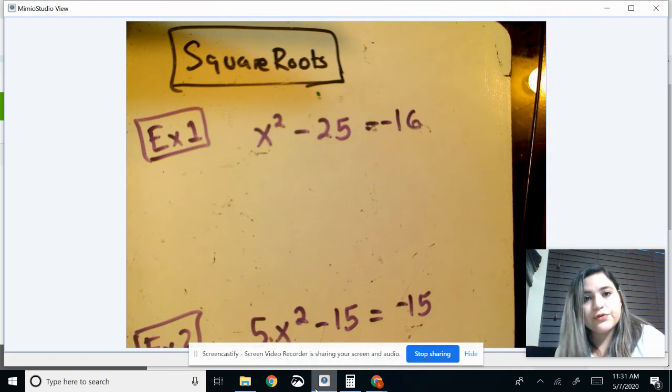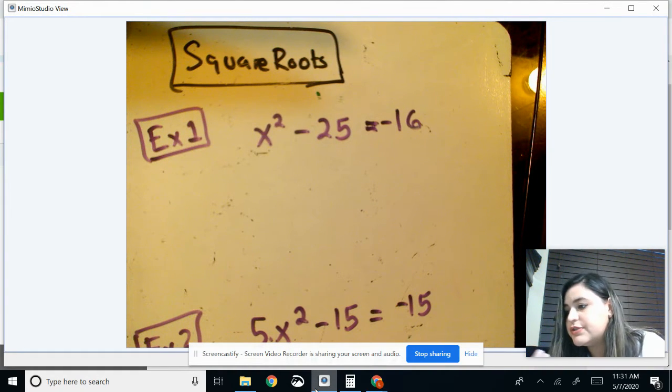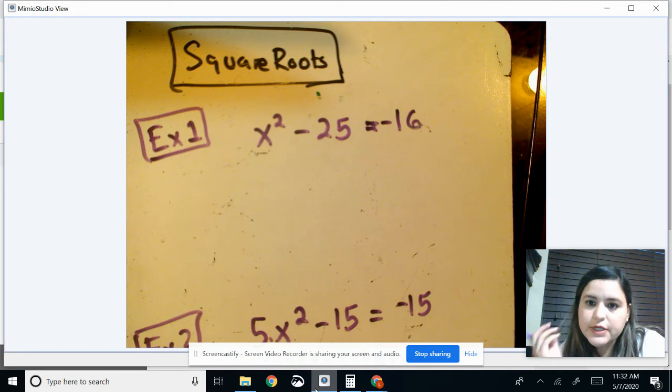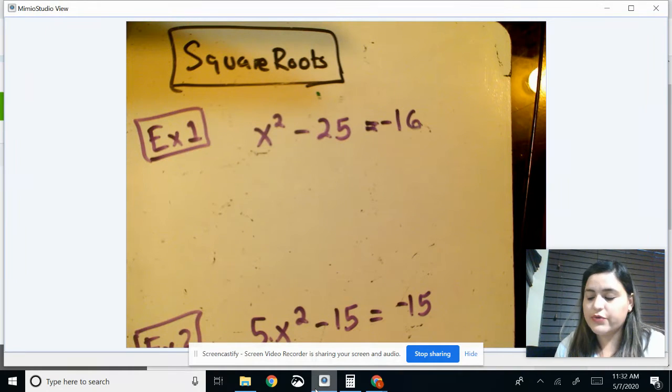Okay, so I'm going to give you 3 examples so that you know what to do when you have those square root equations, how you can solve these equations using square roots. And we already gave you a little bit of an introduction of what is a square root and how you cancel that squared using the square root.